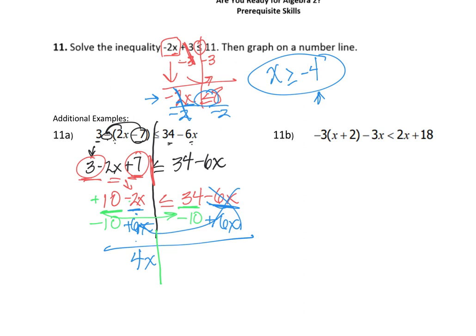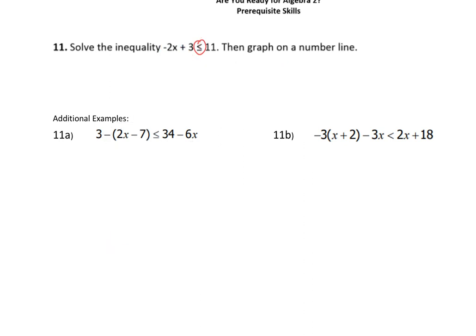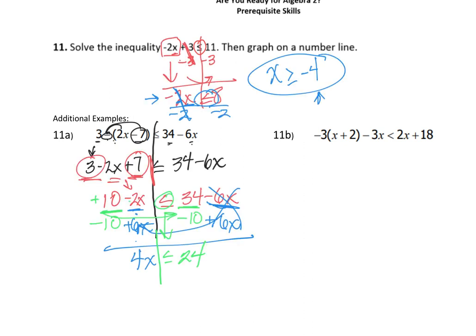So 34 minus 10 is 24. And I'm just bringing down that inequality, less than or equal to. So now again, I have my variable term isolated with only a coefficient in front of it. 4x is less than or equal to 24. What do we do now?